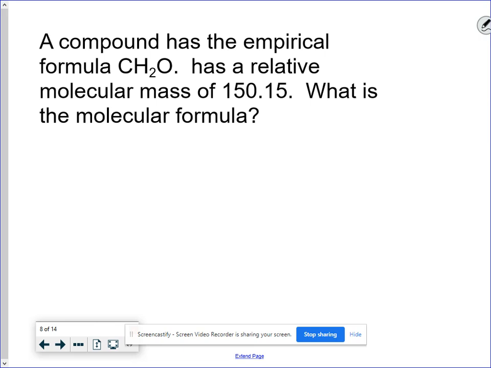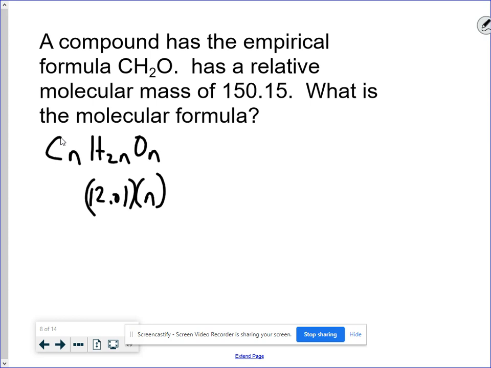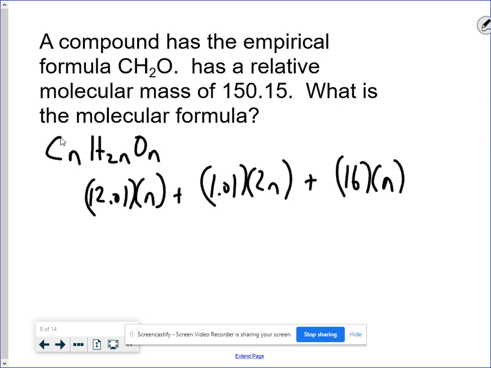A compound has the empirical formula CH2O and has a relative molar mass of 150.15. What's the molecular formula? Okay, so we can't actually tackle this one yet because we need to write down our ratio. So we've got CN, H2N, ON, right? One oxygen, 2 hydrogens, 1 carbon. So we'll go 12.01N, that's the molar mass of carbon, plus 1.01 times 2N, atomic molar mass of hydrogen, and 16N, atomic molar mass of oxygen, and then equals 150.15.